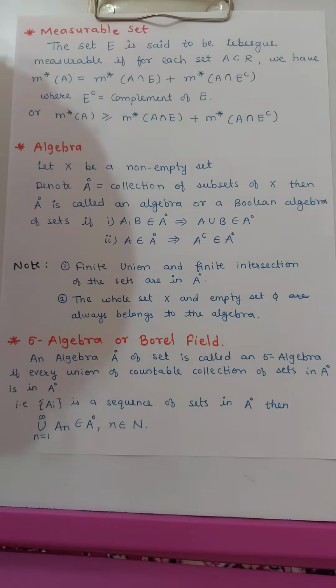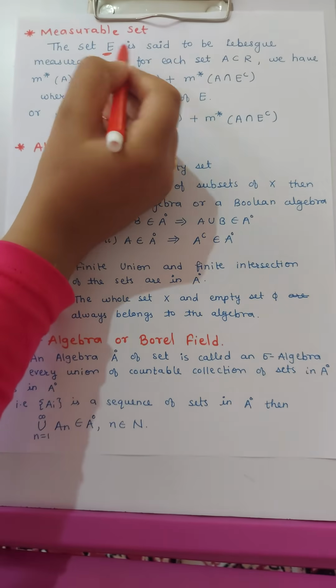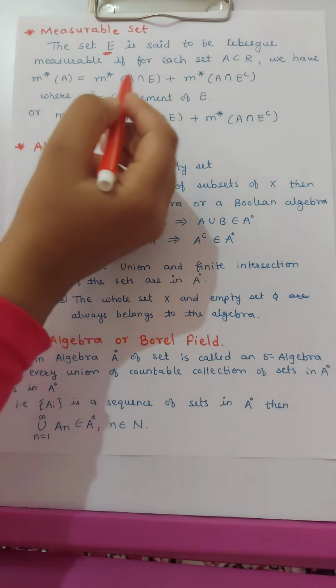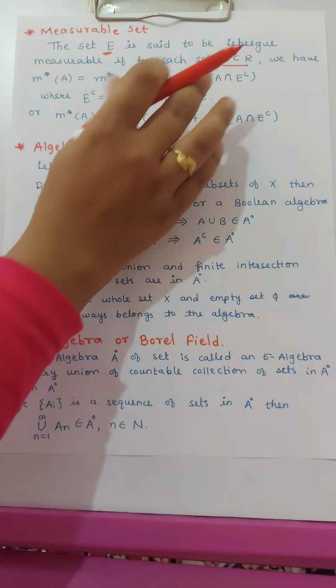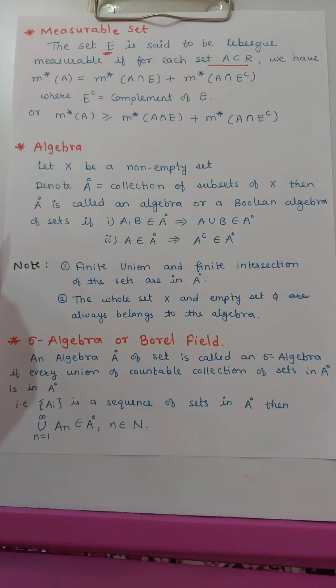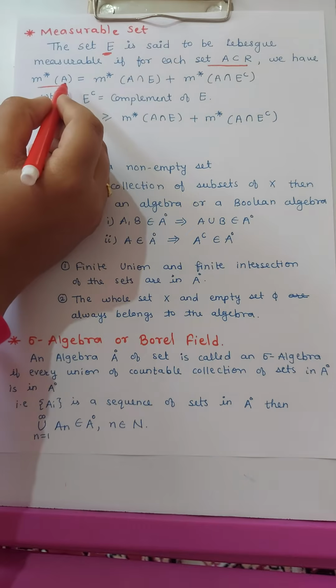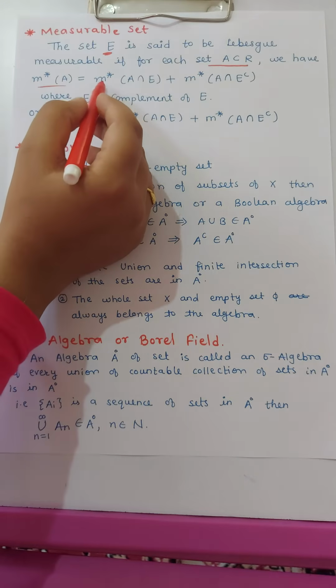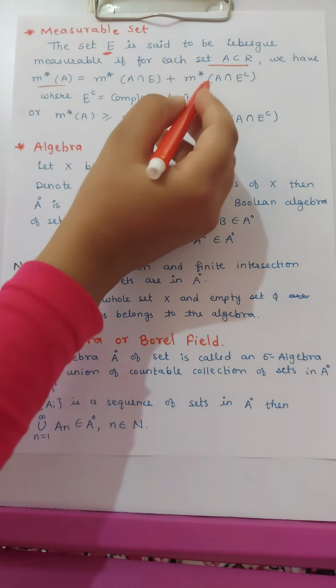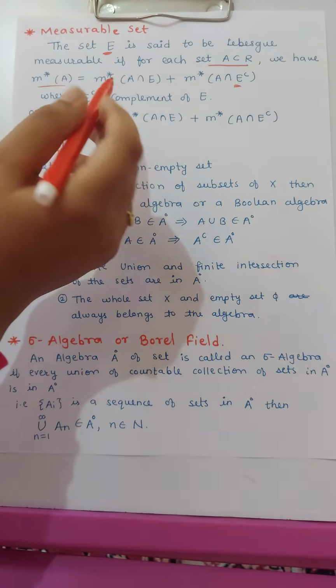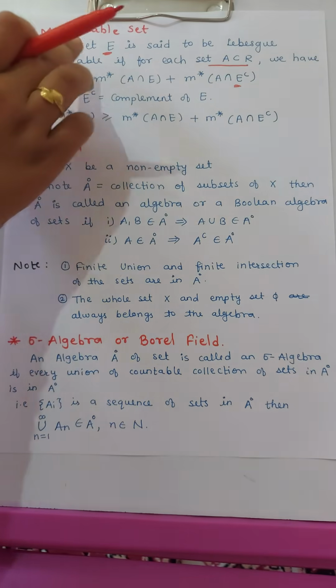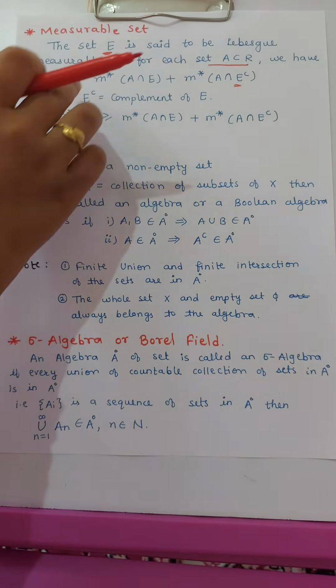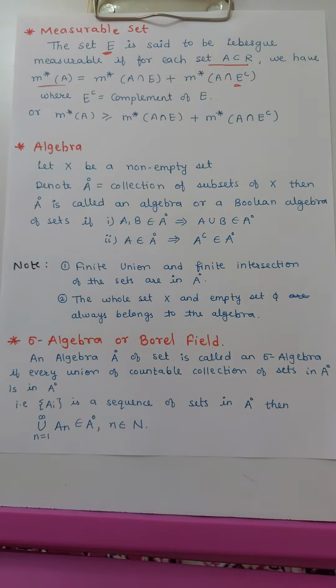Hello students, in this video we will start the next article of unit number 1. So the first definition is measurable set. The set E is said to be Lebesgue measurable if for each set A, which is a subset of R, the real numbers, we have outer measure of A equals outer measure of A intersection E plus outer measure of A intersection E complement. If this condition is satisfied, then we say that the set E is Lebesgue measurable.